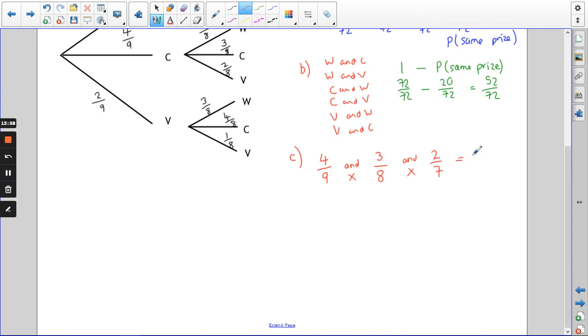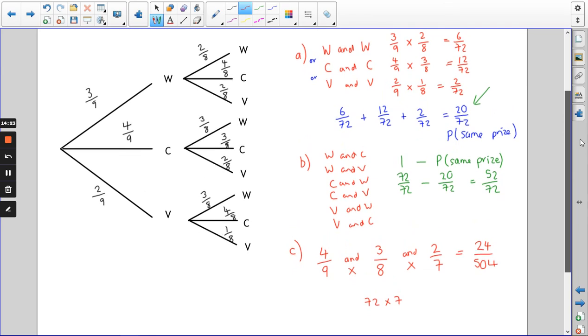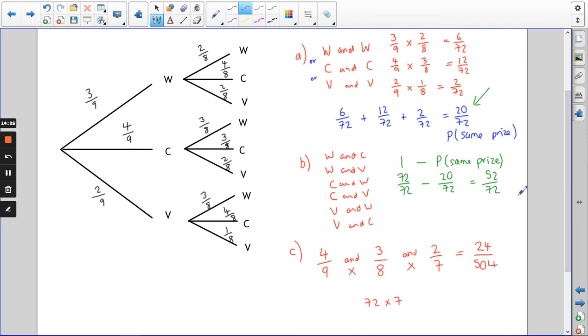Times all those together, 4 times 3 times 2 is 24. And 9 times 8 times 7, oh, God knows what that is. So 72 times 7, 490, 504, is it? Okay, you might want to check that on your calculators. I haven't got one handy. But it's 490 plus 14. Yeah, that's got to be right. Okay, so that's the chance that the first 3 winners all take a box of chocolates. Okay, without the tree, that's just reducing the number of chocolates that were left for the next person to pick.